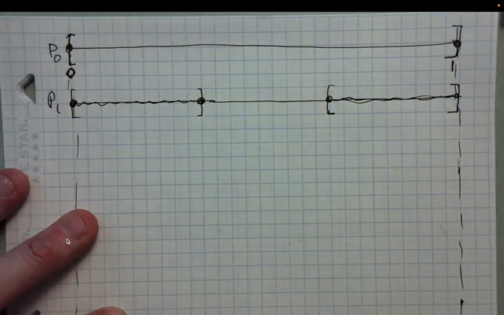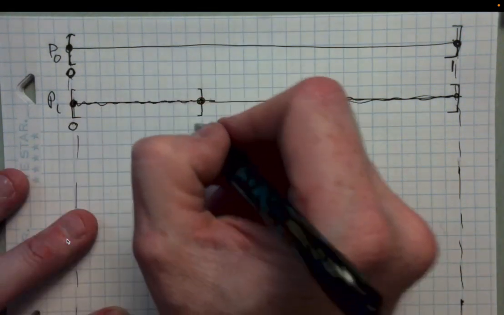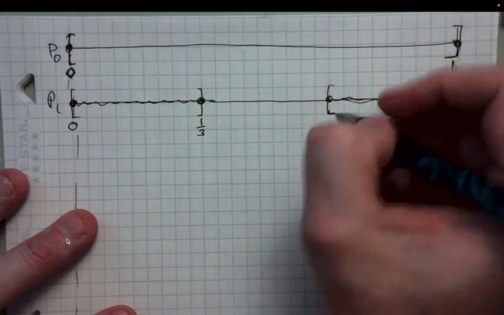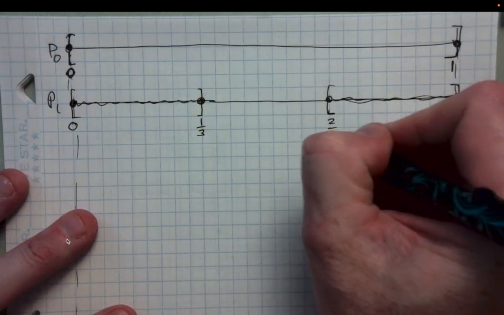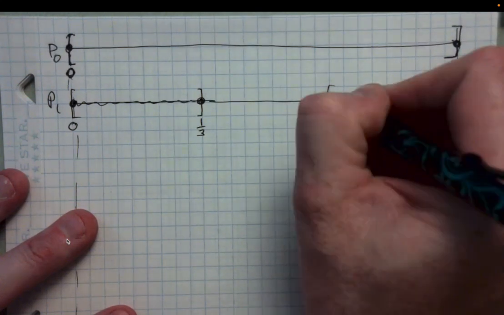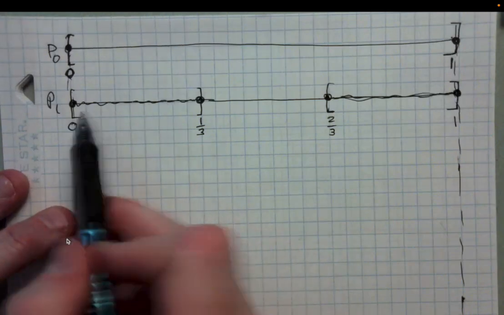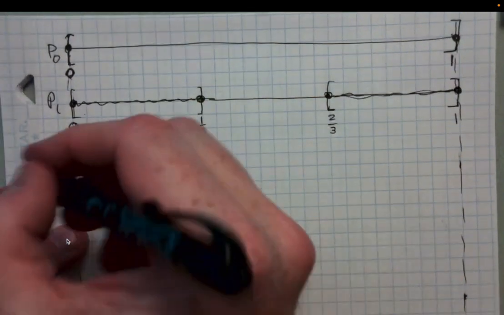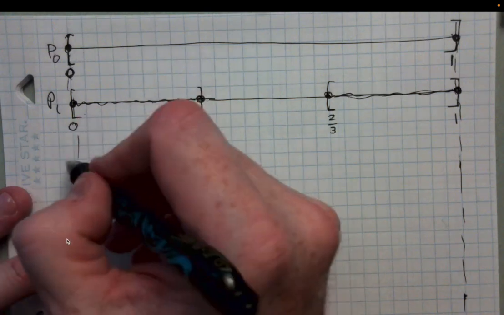So what do we have here? We've got 0, and 1/3, and then 2/3 up to 1. All these points are in P1. Then we move to P2. And what happens at P2?